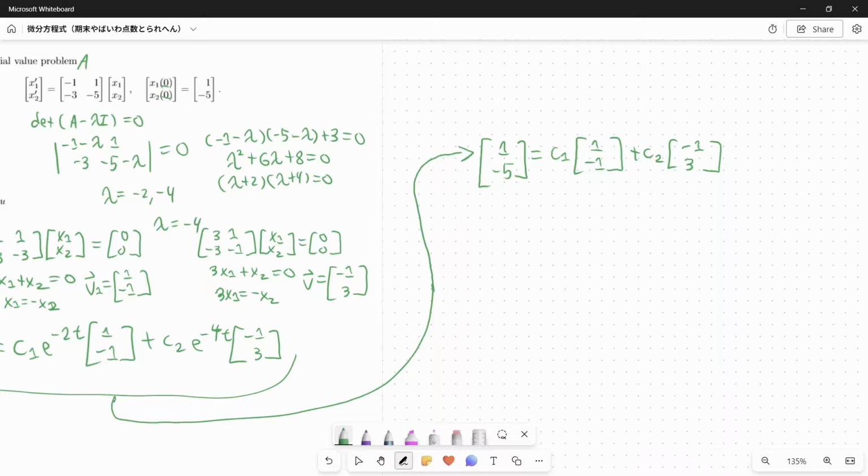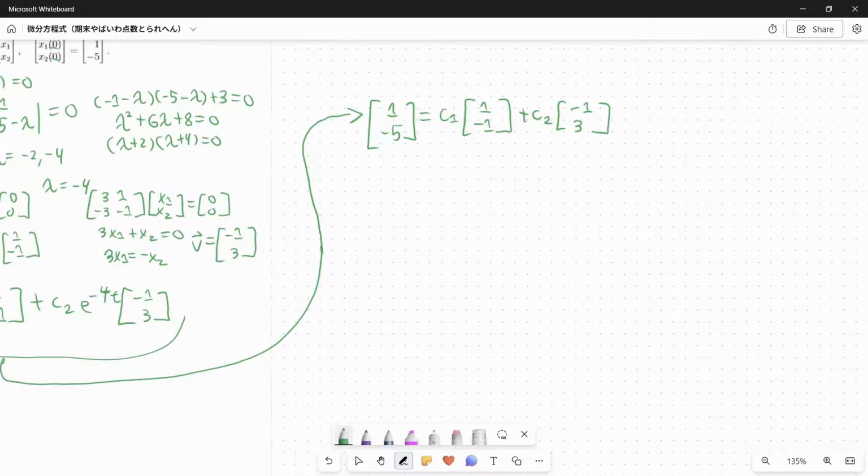And so from here, all we have to do is solve for c sub 1 and c sub 2. There are two ways you can do that. You can either distribute the constants into its vectors and then set up a system of equations and go from there, or you can just plug all these numbers into an augmented matrix and row reduce it. So I'll show both approaches. I'll start with the system of equations way.